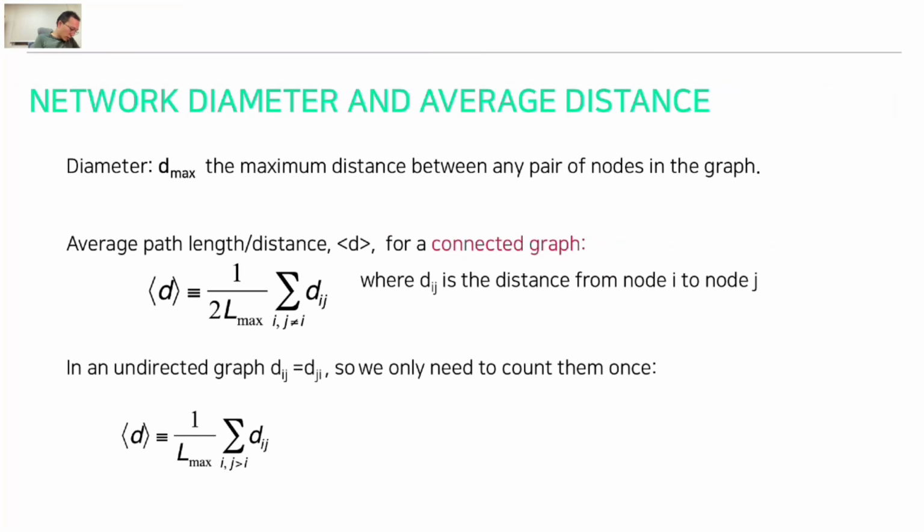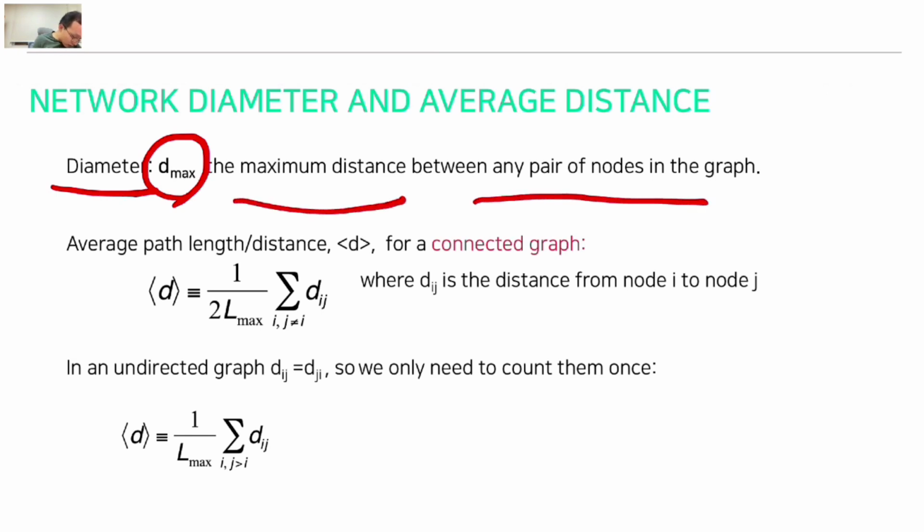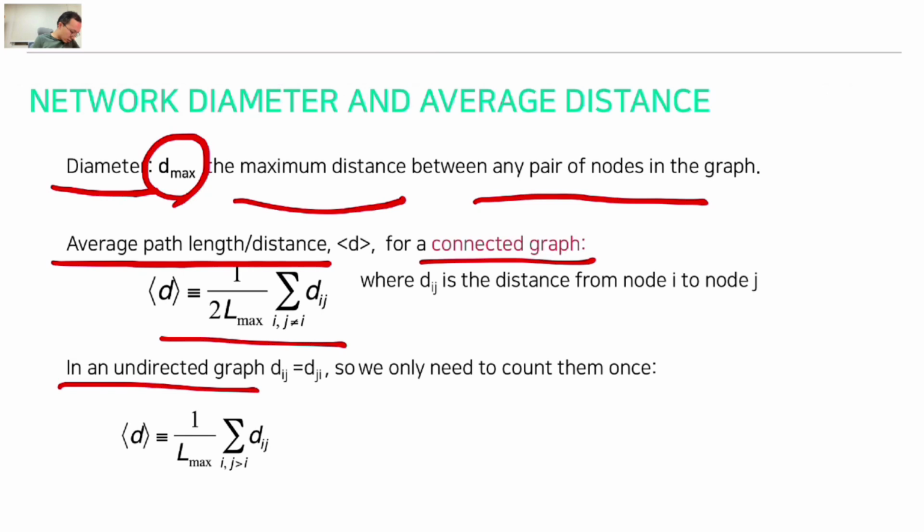So here we have another concept, the diameter. So we often refer to Dmax, the maximum distance between any pair of nodes in the graph, and average path length and distance for a connected graph. So this is computed like this. In an undirected case, computed something like this. So it is connected. So this is a directed case. So we put the 2 in here.